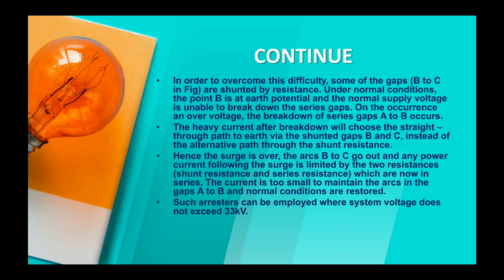Such an arrestor can be employed where the system voltage does not exceed 33 kV. So it means that this type of arrestor is mainly used for medium to high voltage. It cannot be used for extra high voltage or ultra high voltage lines.